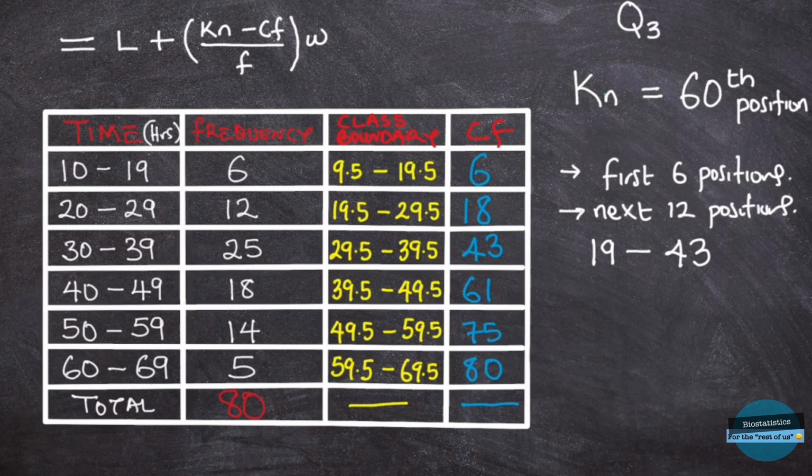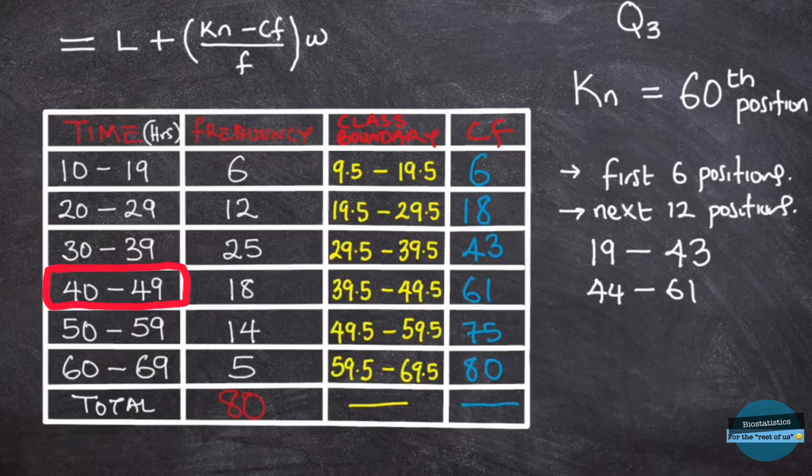Now let's check the fourth class. The fourth class will contain the next 18 positions from 44 to 61, right? So our 60th position will be in this class. That's the class of 40 to 49. So what we're saying invariably here is that the 60th student or the 60th position read between 40 to 49 hours.